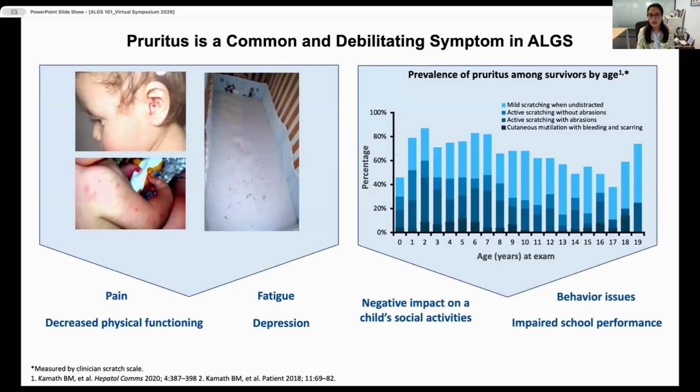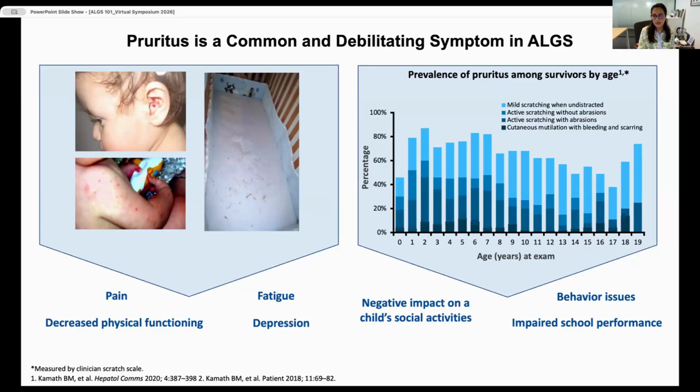I can't speak about how debilitating and awful pruritus can be better than those of you on this call who have lived with it. It's a devastating symptom. You can see from that bar graph that it occurs throughout childhood, and as I know, into adulthood as well, and has multiple negative impacts on life for people dealing with Alagille syndrome.